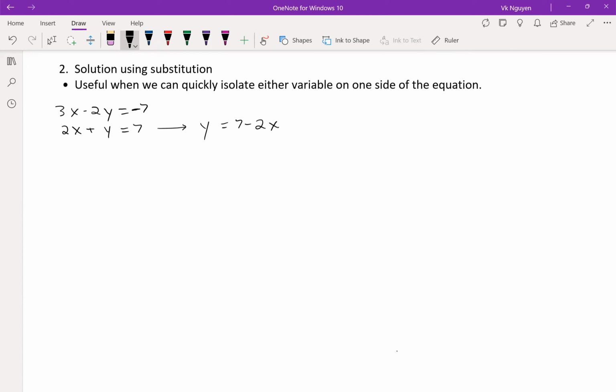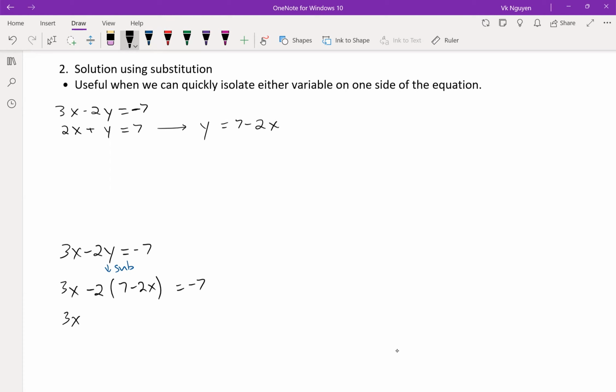And thus we can quickly sub it into the first equation. So the first equation is 3x minus 2y equals -7. I'm going to do the sub here. 3x minus 2 times (7 minus 2x), that is y, equals -7. Now we have a linear equation in terms of x, which we can solve.